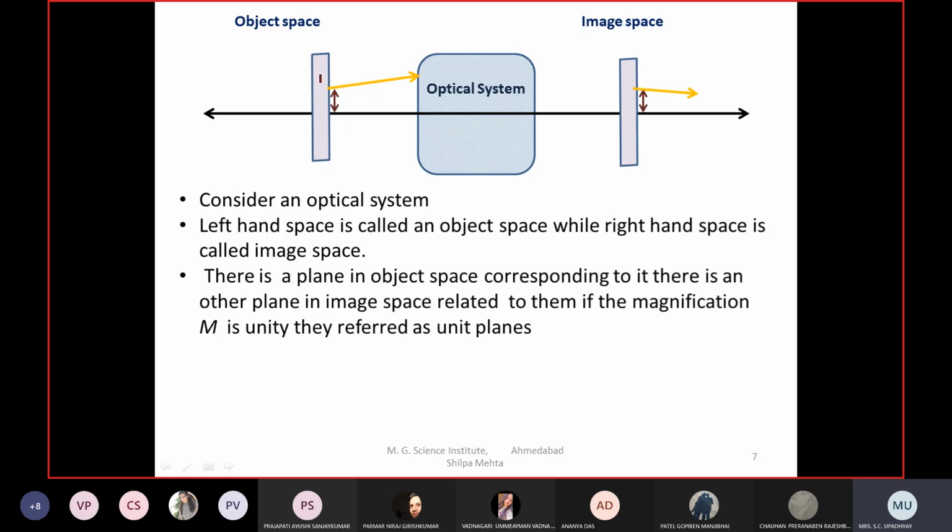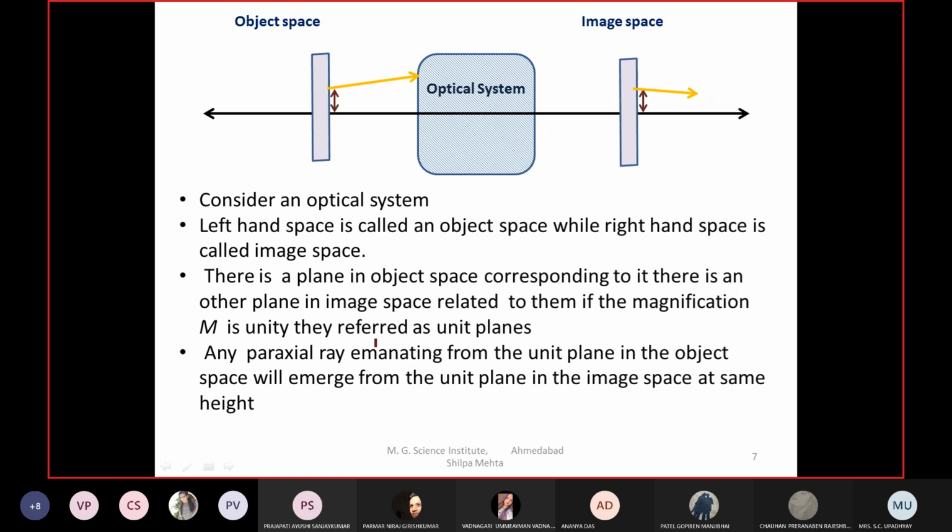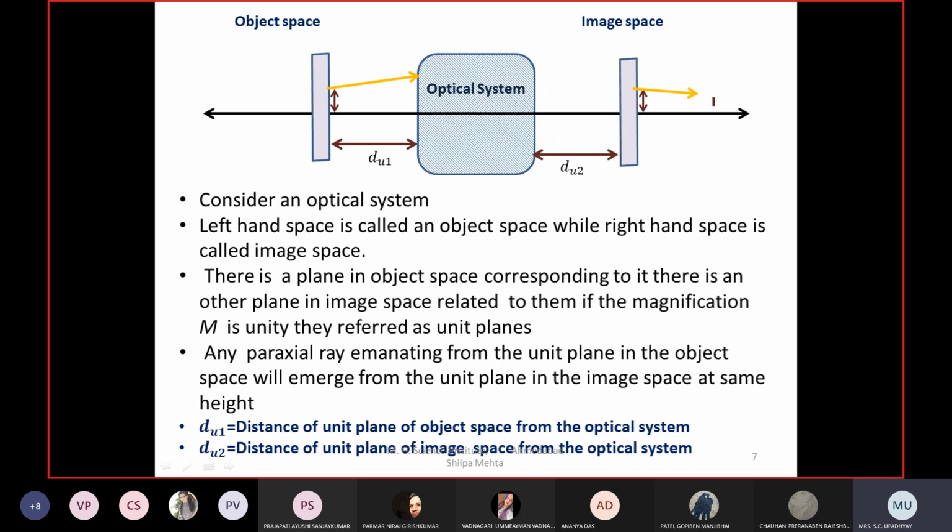So this is a very important concept. There is one plane in object space, and corresponding to it there is one plane in the image space. Related to them, the magnification m is unity, so they are called the unit planes. Any paraxial ray starting from the unit plane in the object space will emerge from the unit plane in the image space at the same height. This is the significance of the unit plane.